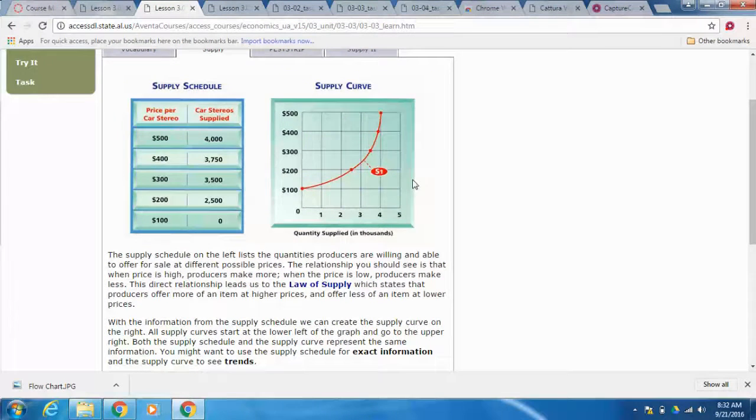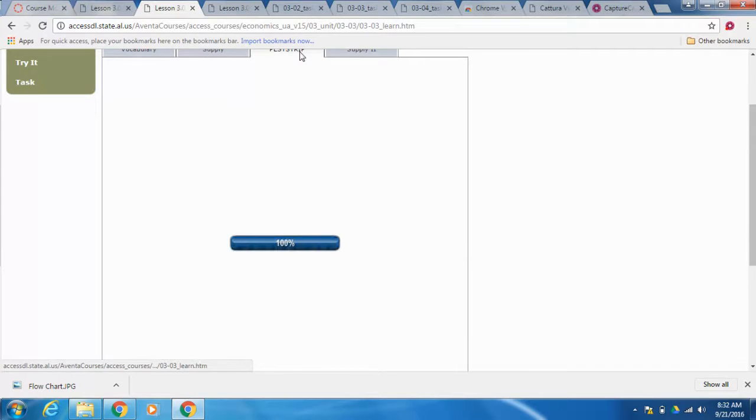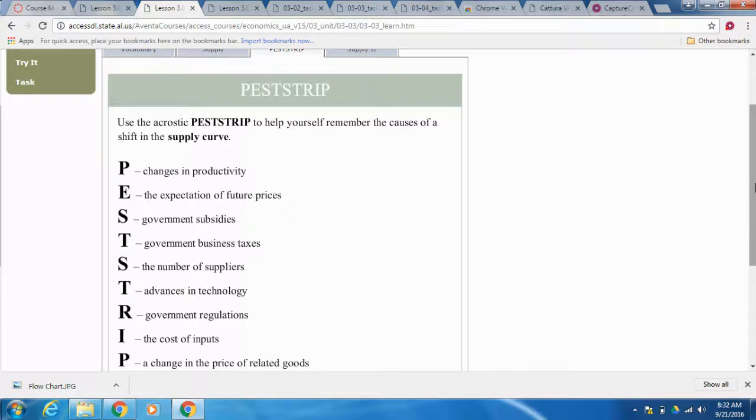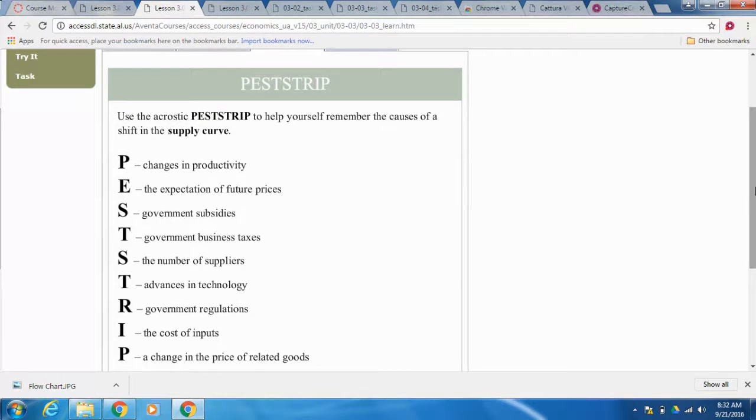So, items that change the supply: changes in productivity, the expectation of future prices, government subsidies, government business taxes, the number of suppliers, advances in technology, government regulations, the cost of inputs, and a change in the price of related goods.